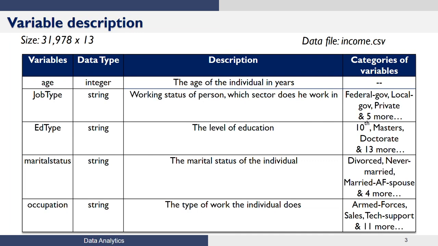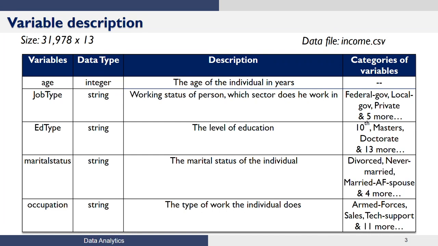Now, I talked about features for these individuals. We are going to look at multiple features. In this case we have 12 features, and one variable which is personal income, which makes the total number of variables 13. So, if you want to think of this data in a matrix form, then we have a matrix of the size 31,978 times 13.